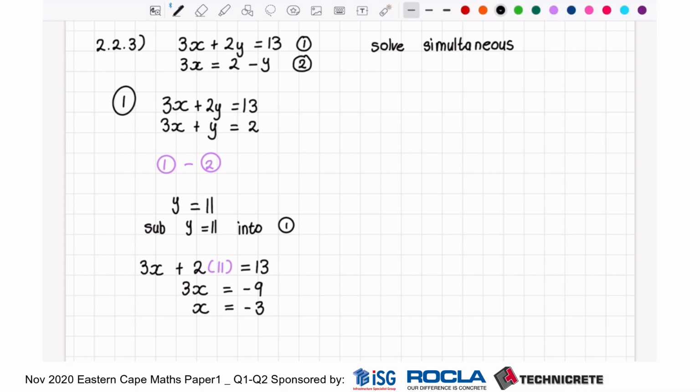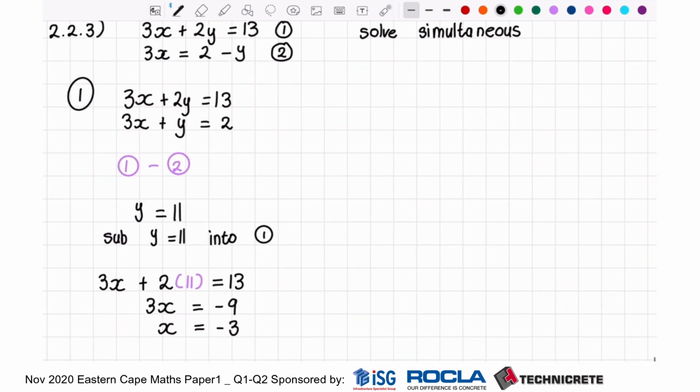Now, the second way that you could have solved the simultaneous equations is to find an expression for one of the variables in terms of the other variable, and then you substitute that into the original equation. Okay, so for example, I can choose that I want to express x in terms of y. So from equation 2, I have that 3x is equal to 2 minus y.